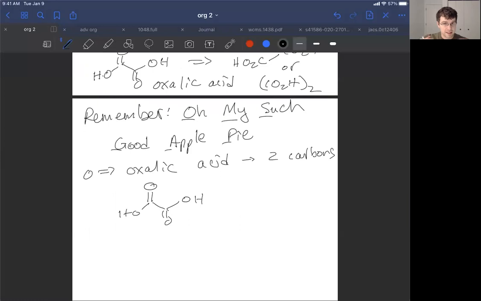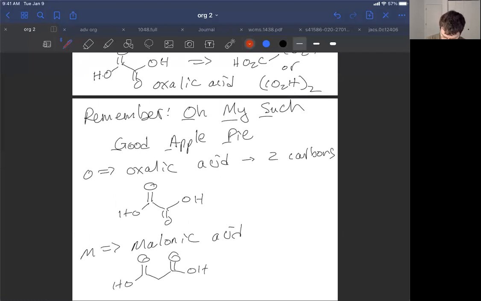That's why I like to know these names, because so many complicated molecules are built from oxalic acid. And then M for my, oh my, such good apple pie, is malonic acid. That's the one we showed earlier. Malonic acid is super important. Now, if you count the carbons, we've got 1 and 2 in oxalic. Now we're at 1, 2, 3 carbons in malonic acid.